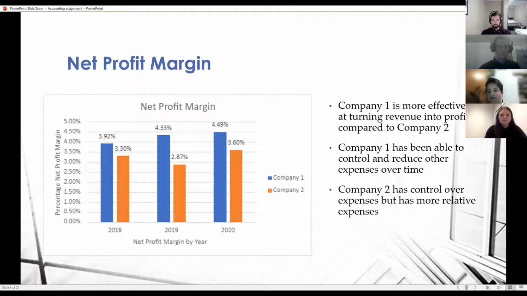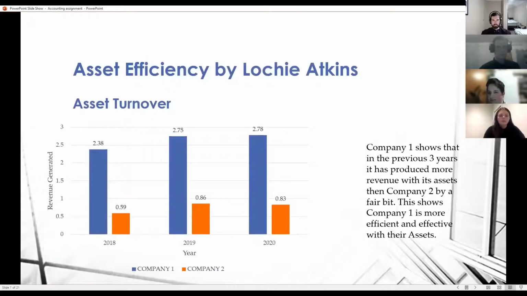So this suggests that they've reduced other expenses, but Company 2, on the other hand, even though it has control over expenses, and it resembles the previous chart, it still has a relatively high amount of expenses if we compare it to Company 1. And next up.